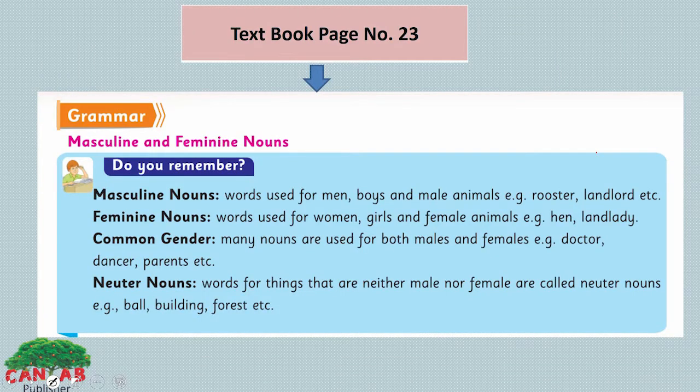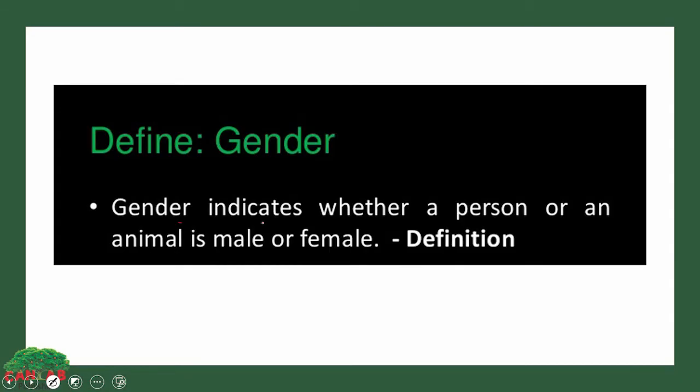Look at page number 23 here. We have a grammar portion here, masculine and feminine nouns. I hope you are familiar with it and learned it in your previous class too. Let's discuss what gender is first. Gender indicates whether a person or an animal is male or female. It divides them into groups, the male separately and the female separately.